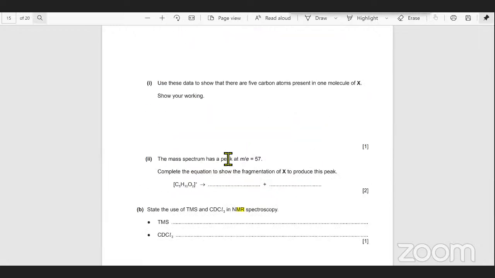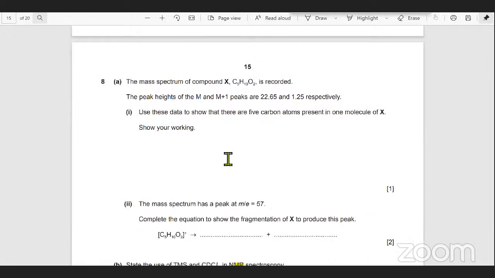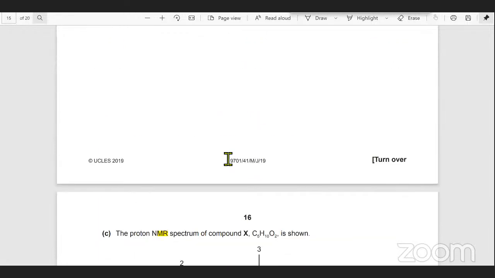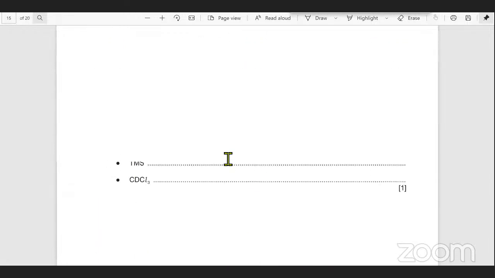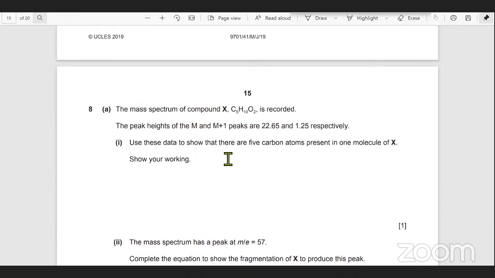Okay, so there's this, let's do this one. Show your working, mass to charge, mass spectroscopy. So this is, okay, let's do this one, and it's on proton NMR. So this one is May June 19, 4-1.